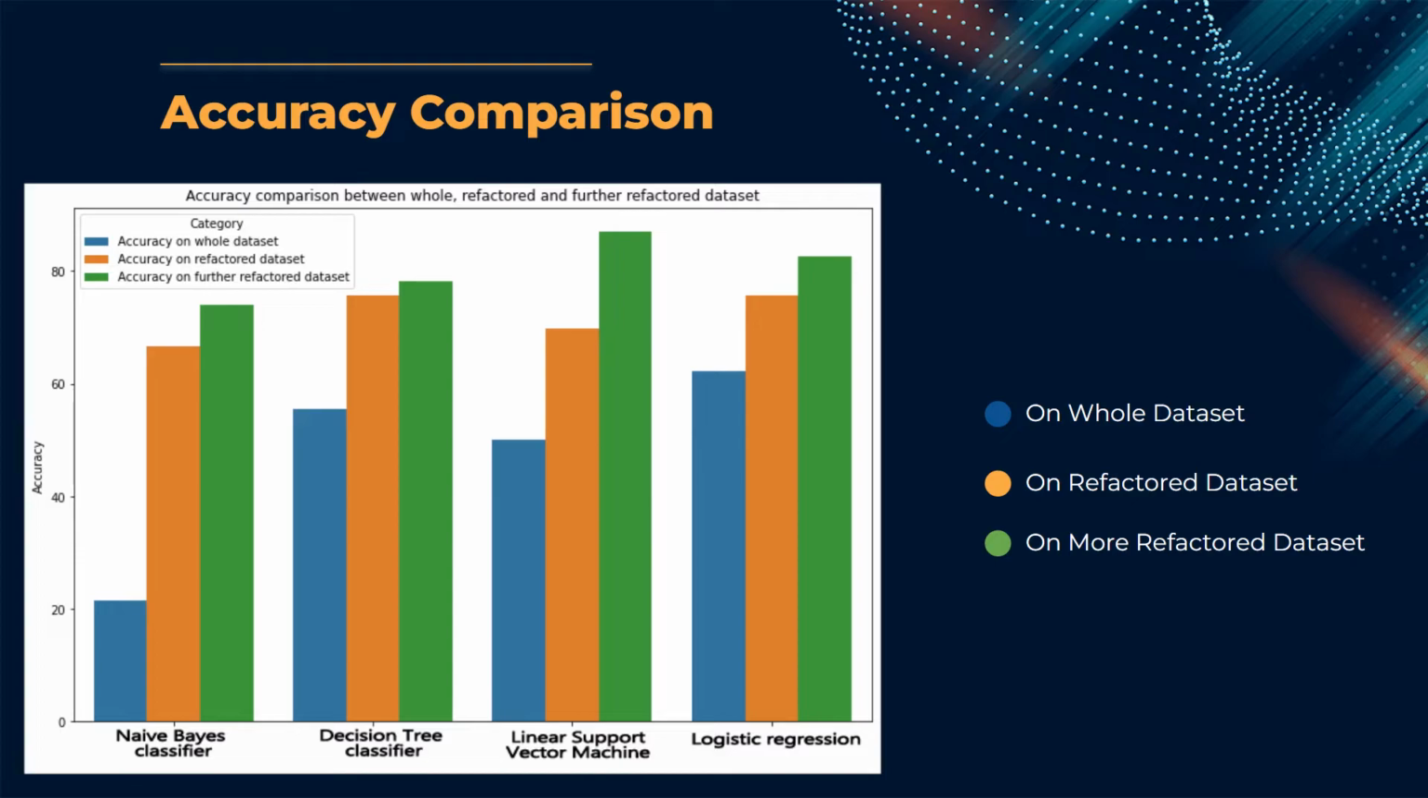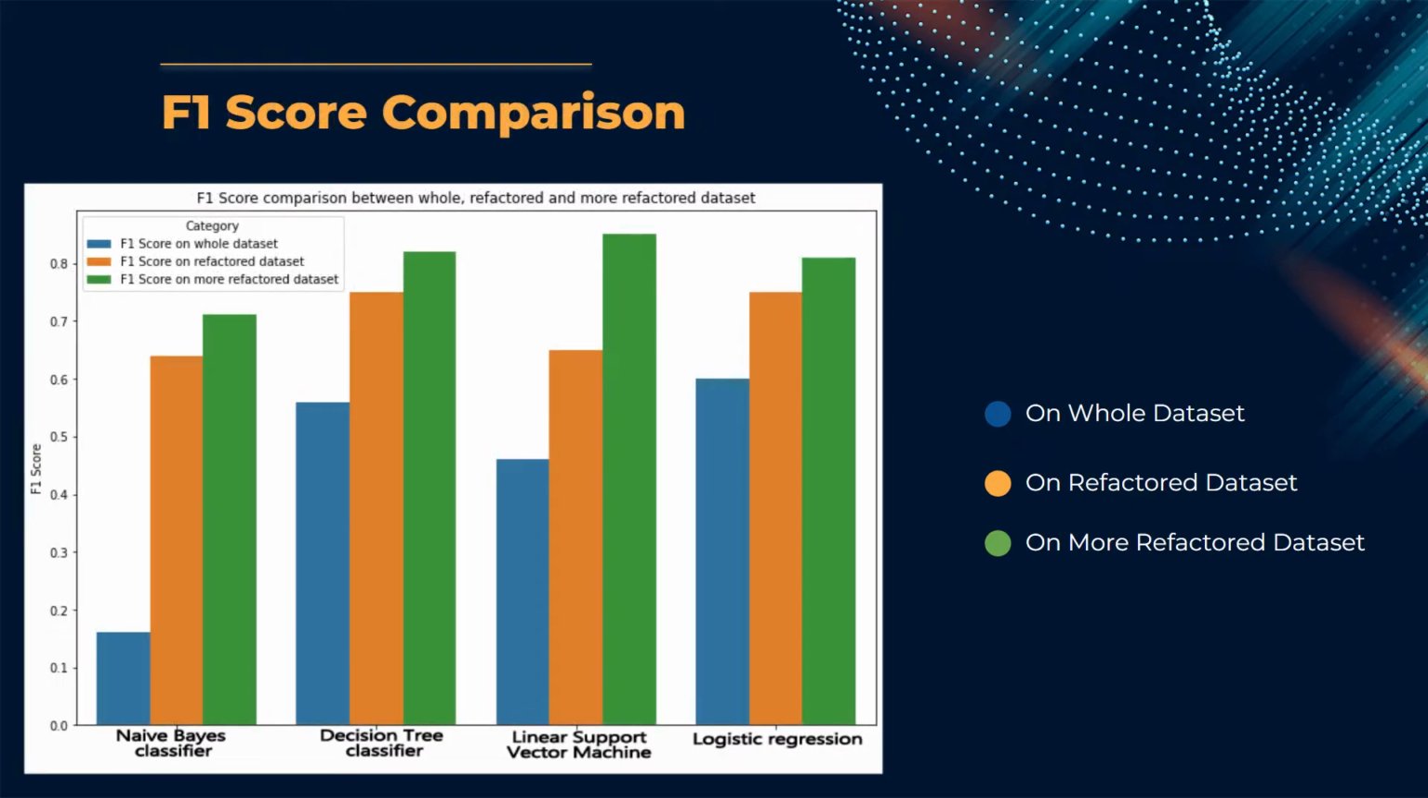Our goal is to increase the accuracy of the entire dataset in the future by incorporating additional patterns for each tag. We tested our four classifiers on the entire dataset and obtained an average F1 score of 0.16 for the naive-Bayes classifier, 0.56 for the decision tree classifier, 0.46 for the linear support vector machine, and 0.6 for the logistic regression. When we finally retested all four classifiers on our more refactored dataset, we obtained an average F1 score of 0.71 for the naive-Bayes classifier, 0.82 for the decision tree classifier, 0.85 for the linear support vector machine, and 0.81 for the logistic regression classifier.